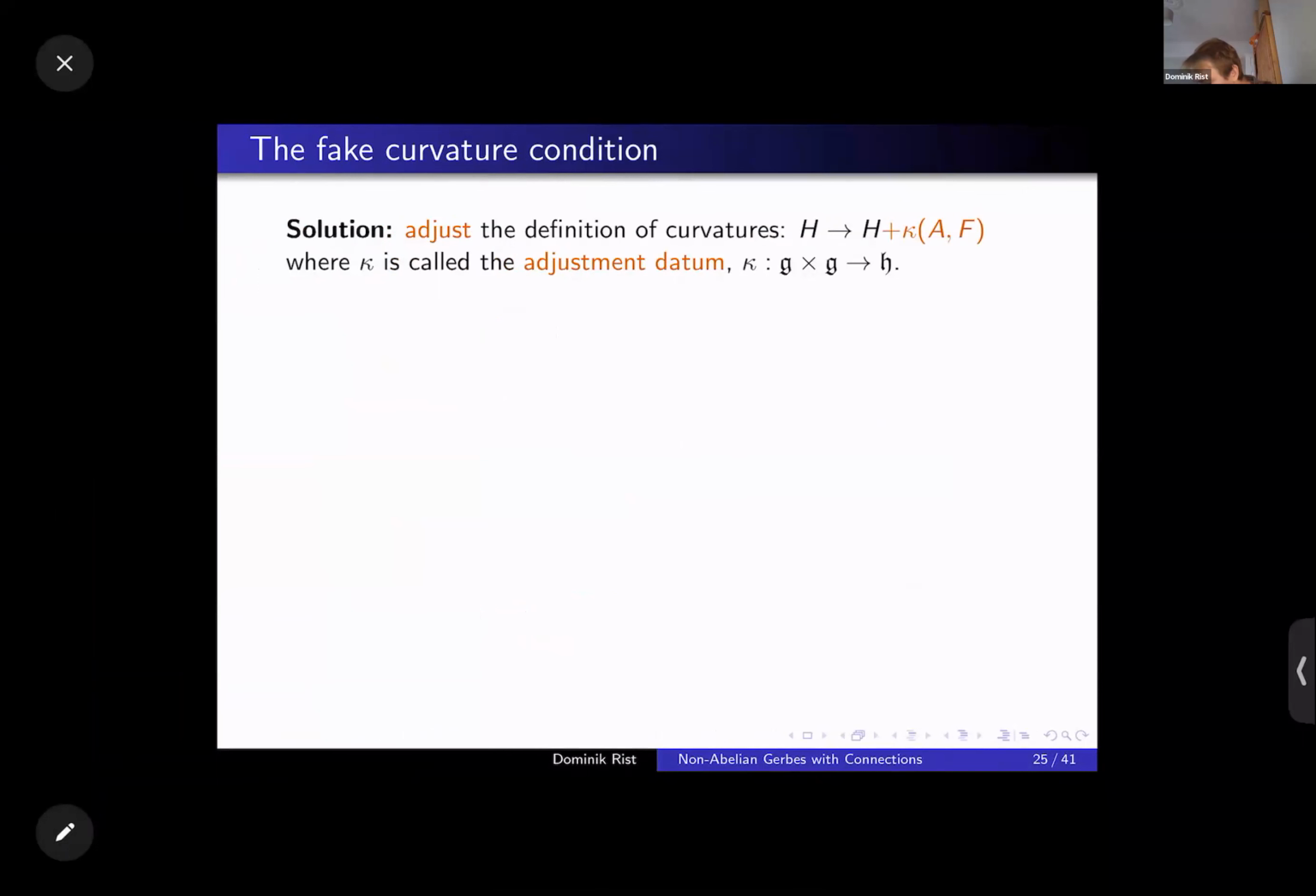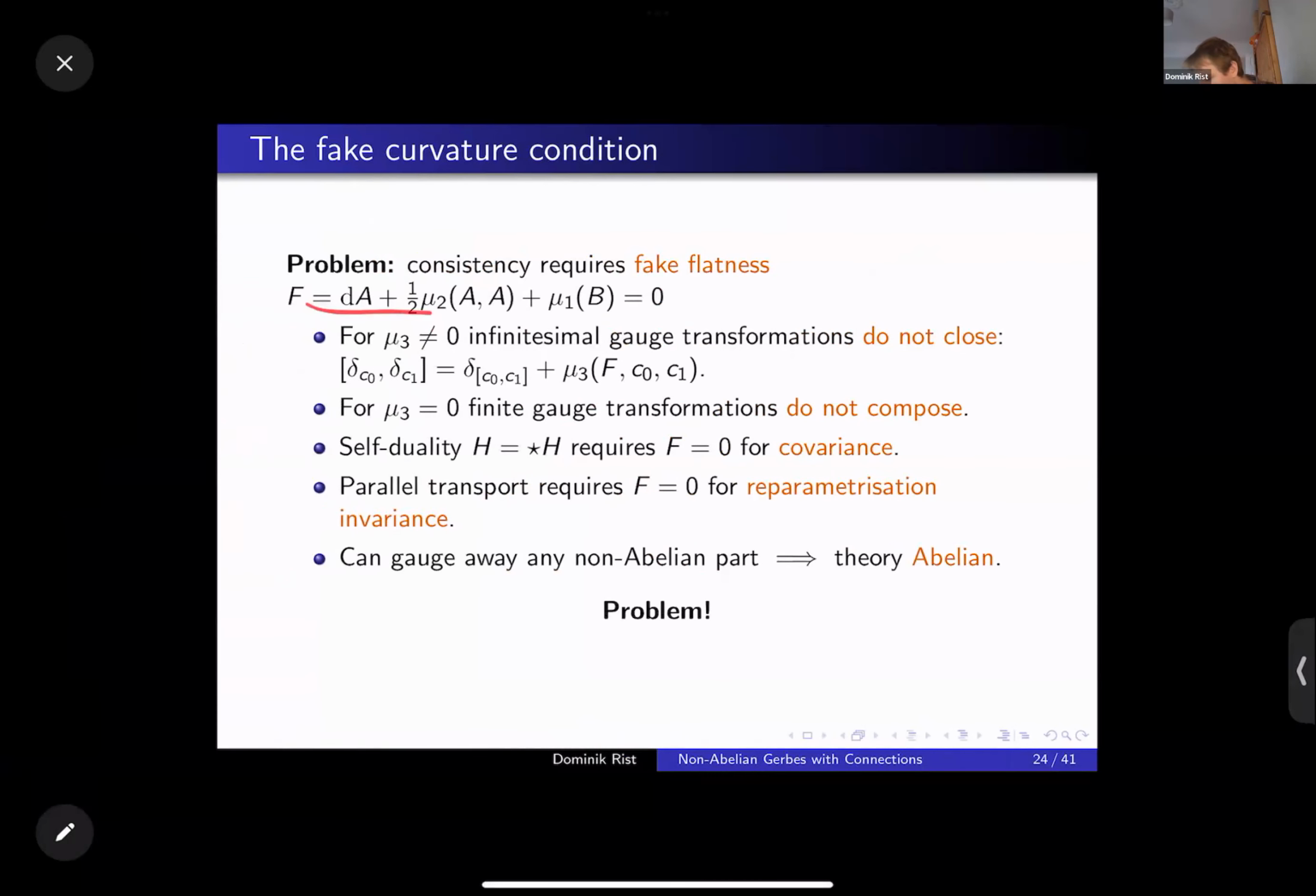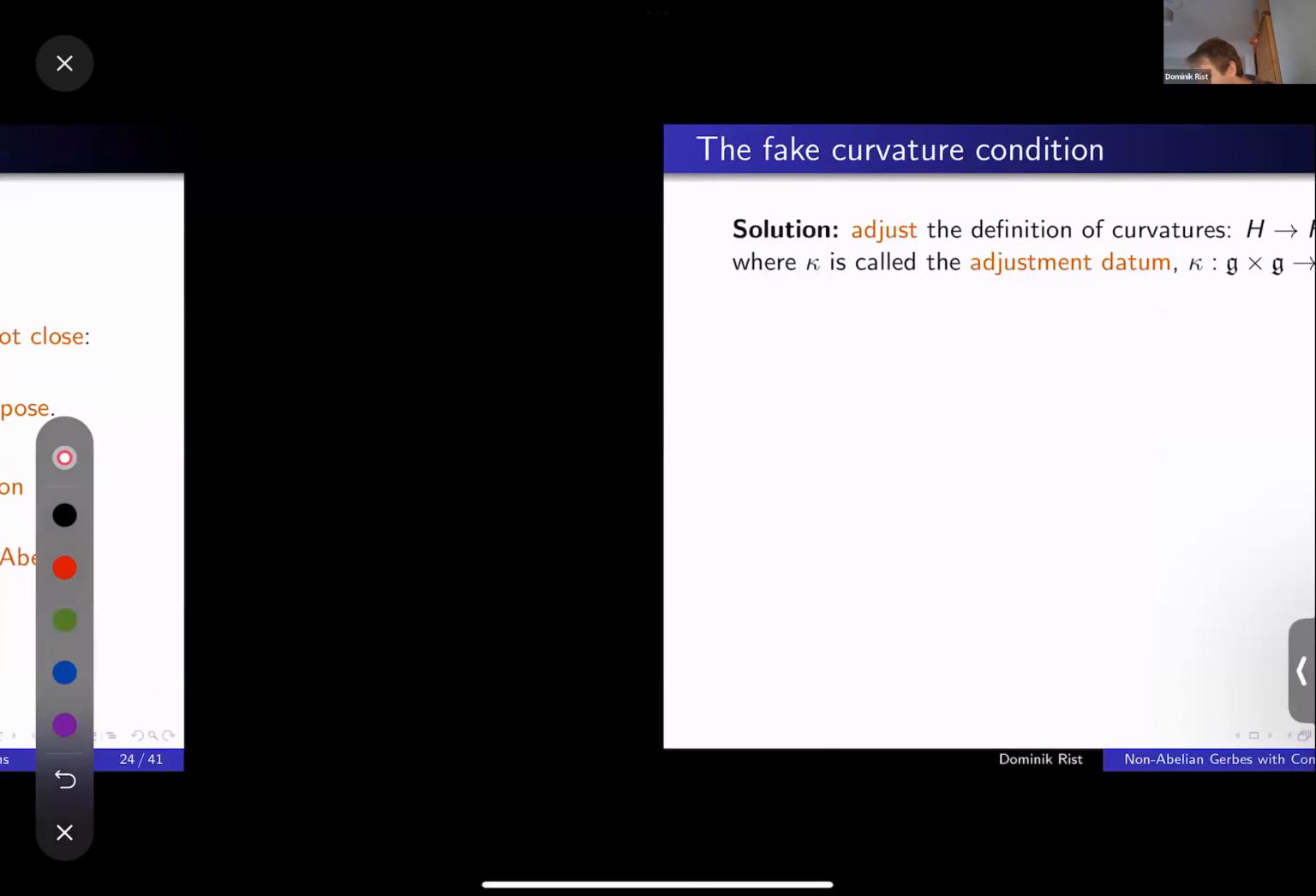It is possible to perform a field redefinition in this way of my L-infinity algebra, precisely of this kind, which shifts the H by this one and still fulfills all the other requirements that you had previously. So all I wanted to say by this was that there is a mathematically well-motivated way to perform this redefinition of your curvature H. It doesn't spoil basically anything, it just improves the theory. And it improves it in such a way that it lifts this fake flatness condition. So this is no longer required.